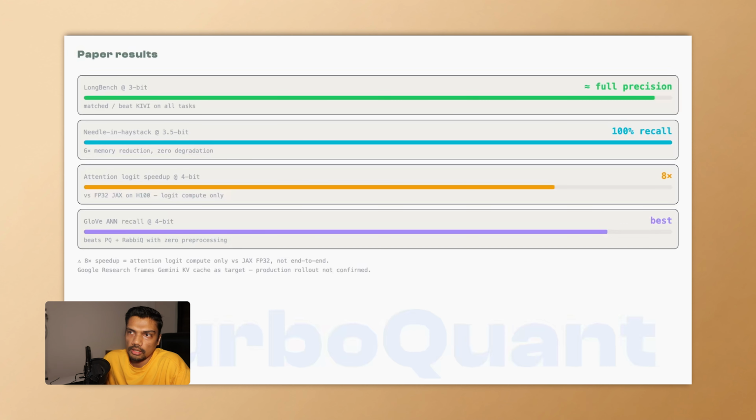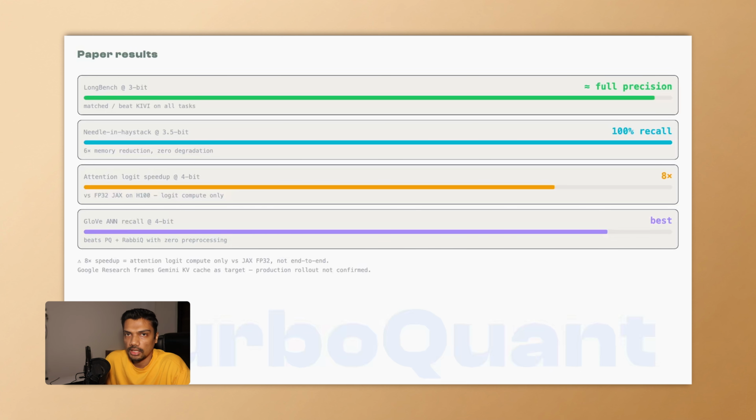The second benchmark, or the number I want to discuss, is the needle in the haystack. This is the stress test for KV cache compression. You hide one specific fact inside a document of, let's say, 128,000 tokens and ask the model to retrieve it.